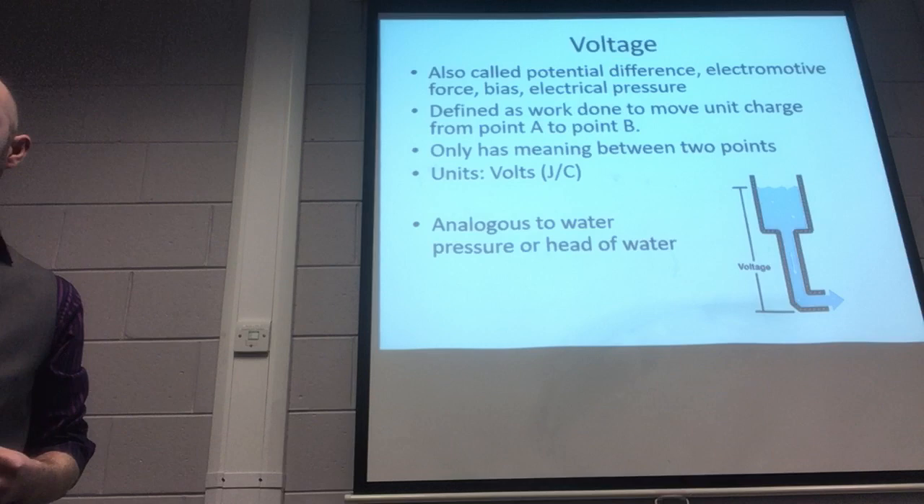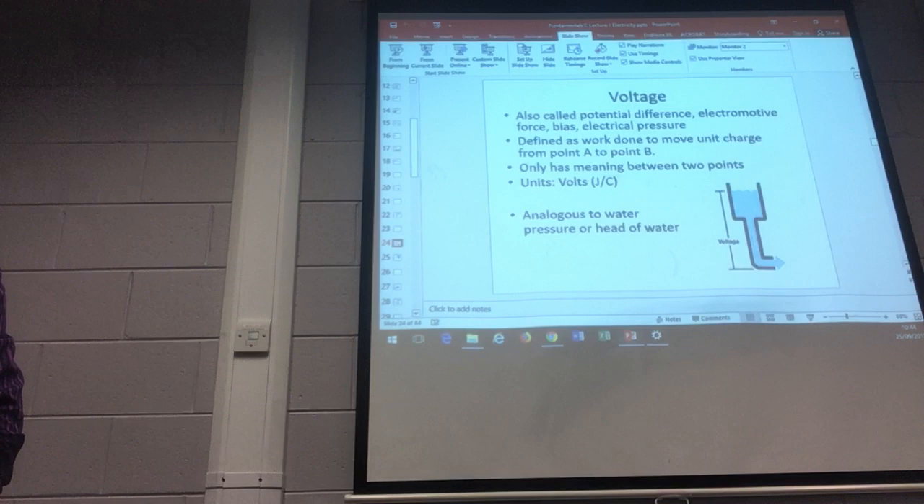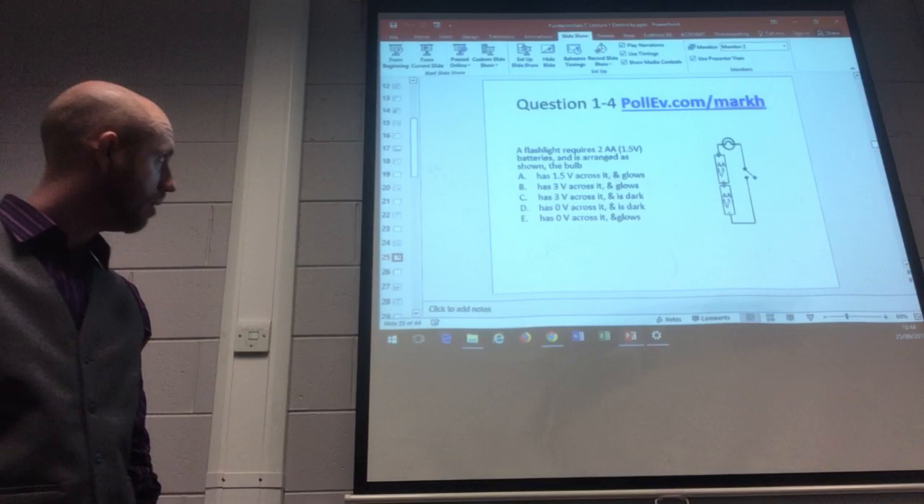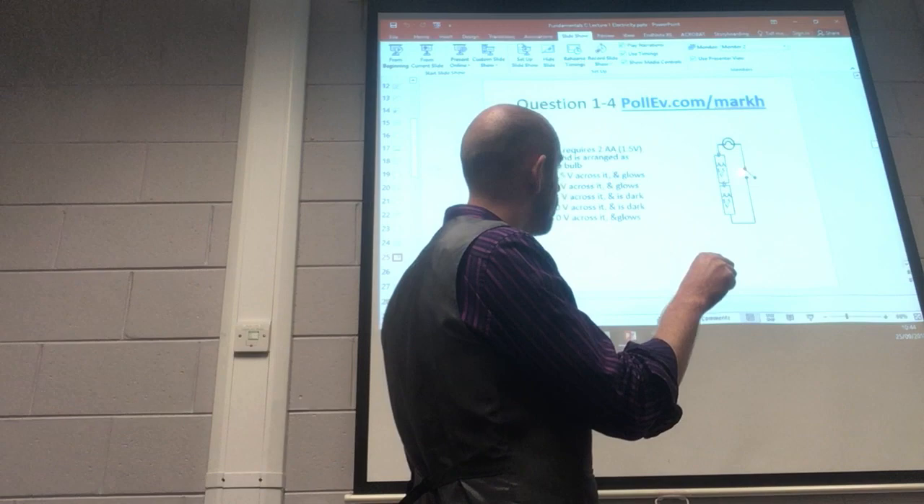So let's try another conceptual question based on voltage. So we think about this circuit. I've got a flashlight with 2 1.5 volt batteries, and then this is a bulb, this is the circuit symbol for a bulb, and this is our switch. Switch is open at the moment.